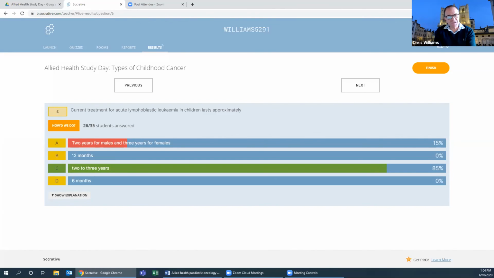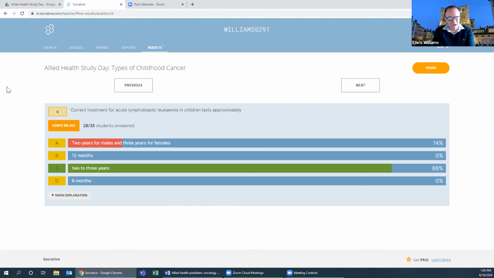I put in, there used to be this idea up until a couple of years ago where boys actually used to get a year longer than the girls. And we found that in the studies that really didn't help. And so we were just giving an extra year for no real reason at all. And so now it's about 2 to 3 years in total.